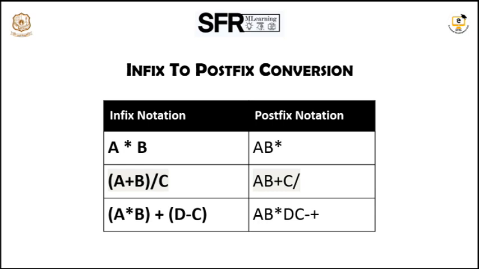Consider a second example, (a + b) / c. Here first the expression within the parentheses must be converted into postfix, that is ab+, and after that c and the division operator. Likewise in the third example, a * b + d - c, the expression can be written as ab*dc-+. So this type of notation is called postfix notation. This notation is always followed by the computer system to evaluate an expression.